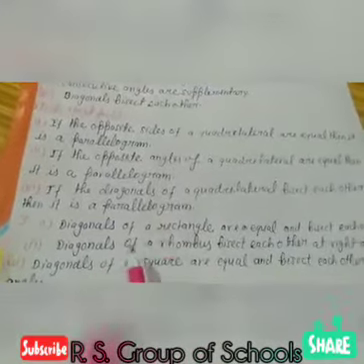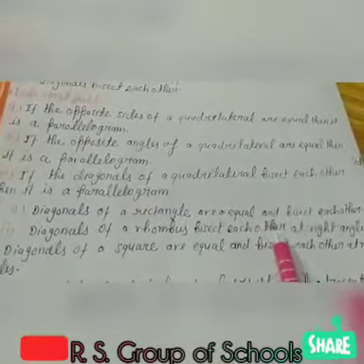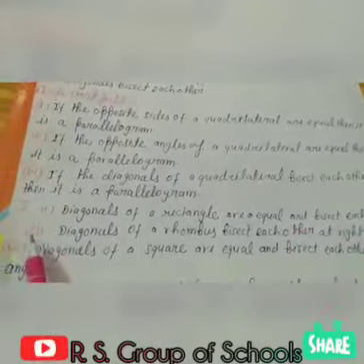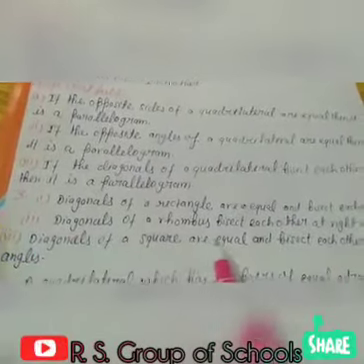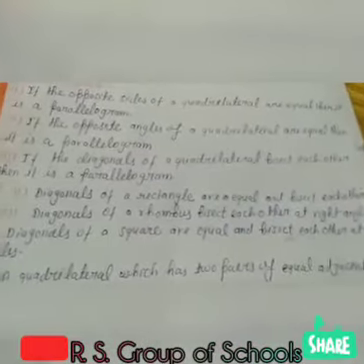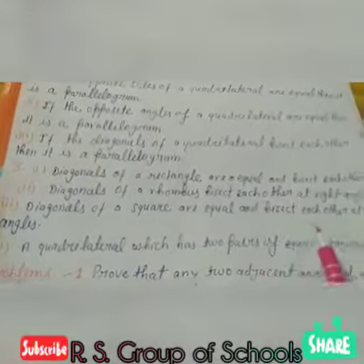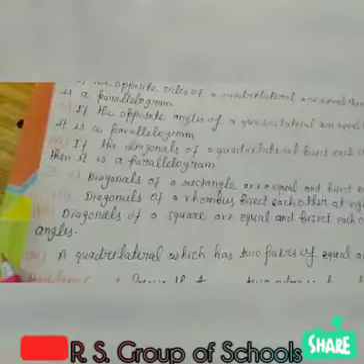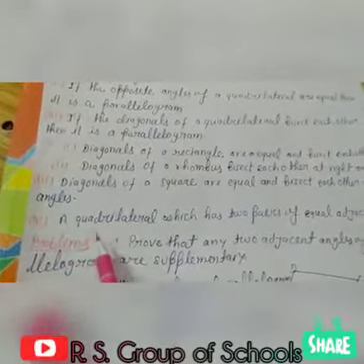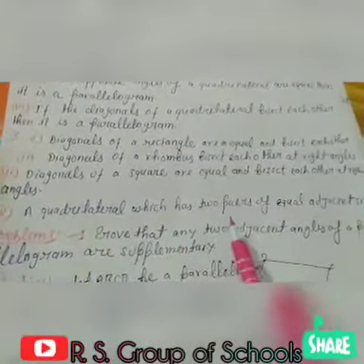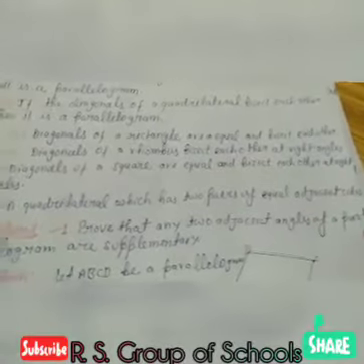First, diagonals of a rectangle are equal and bisect each other. Second, diagonals of a rhombus bisect each other at right angles. Third, diagonals of a square are equal and bisect each other at right angles. Fourth, a quadrilateral which has two pairs of equal adjacent sides.